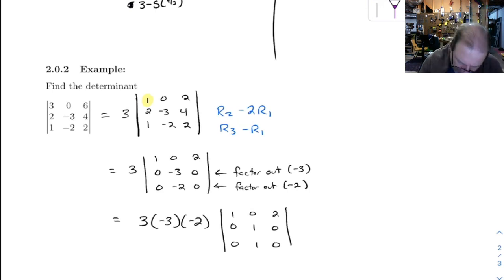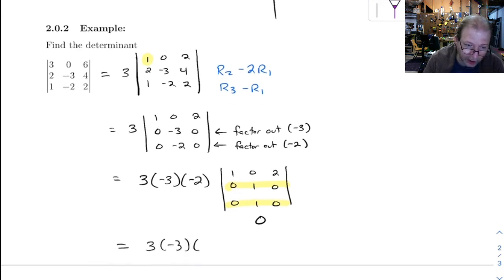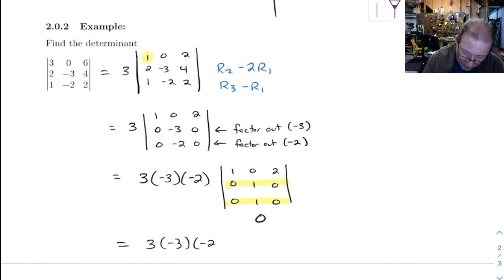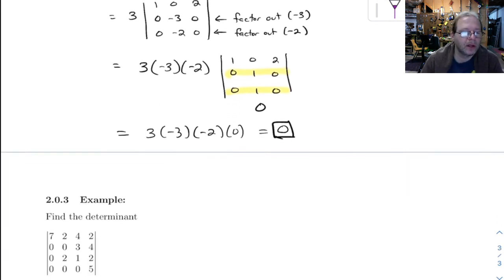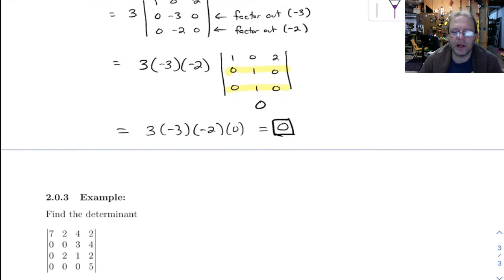And remember, if you have two rows that are exactly the same, the determinant of this thing is just 0. So we could stop here and say the determinant of this is 0. So overall, we've got 3 times negative 3 times negative 2 times 0, and the determinant of this thing overall is just 0. All right, we've got a 4x4, but I'll put that in the next video.